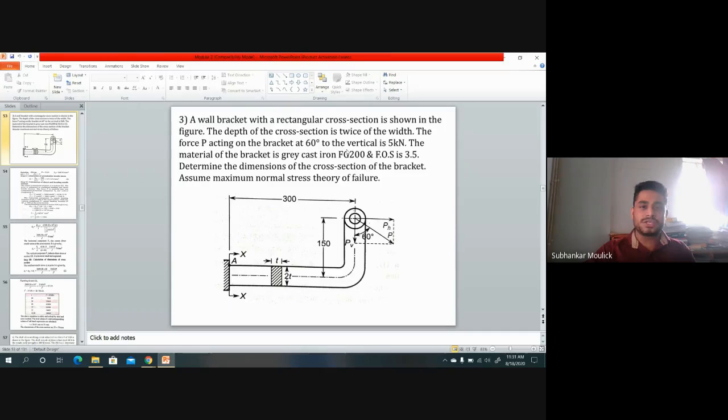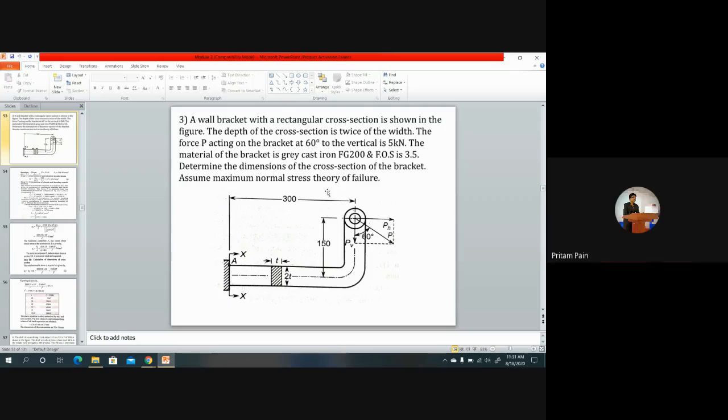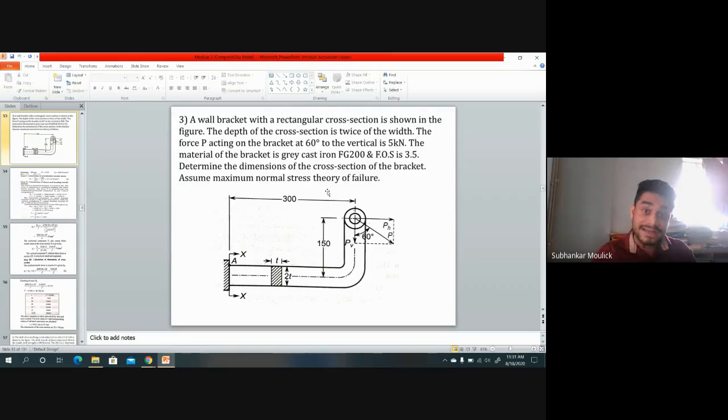It is written in the question that the material of the bracket is grey cast iron FG 200. What is this 200? Which value? Whether it is SYT or SUT? Yes, it is SUT, because we know that grey cast iron is a brittle material, and brittle material fails at the ultimate strength point. So this value of 200 in FG 200 is nothing but SUT.